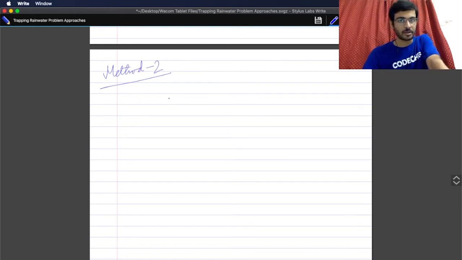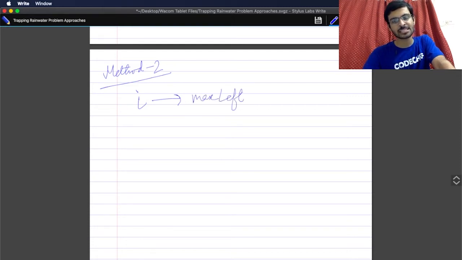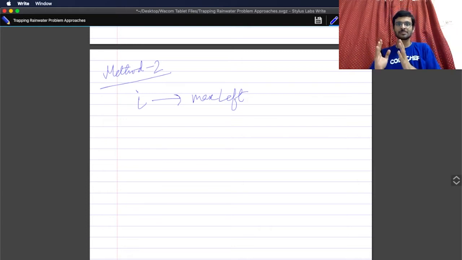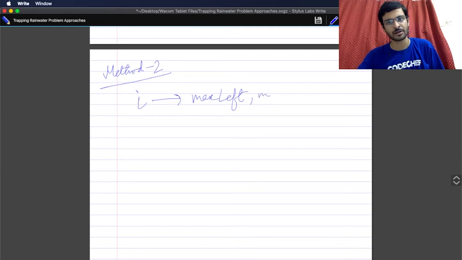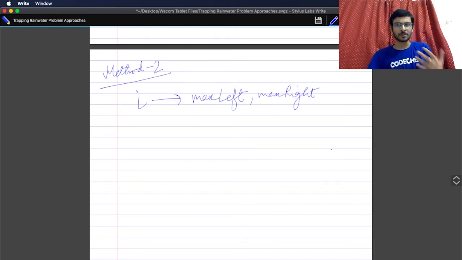What are we requiring? For every I, we are requiring the max left, the maximum up to I, and the maximum to the right of I including I. These are the two things we are requiring for everyone. What if I say, since we are requiring the max left for all of them, can't we use some dynamic programming here? This is a fairly intuitive thing.